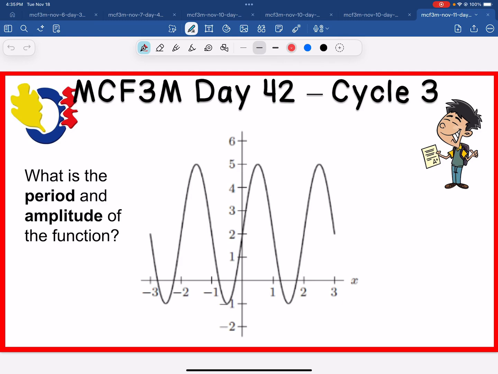Hi everyone, today we're going to be looking at more key terminology of sinusoidal functions. Okay, so what is a period and what is the amplitude of this particular function?